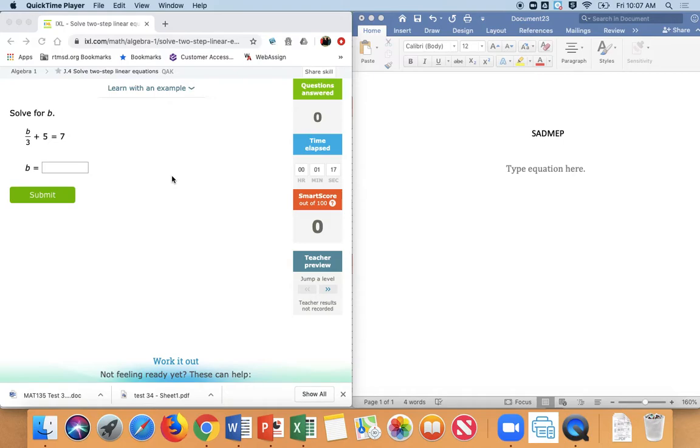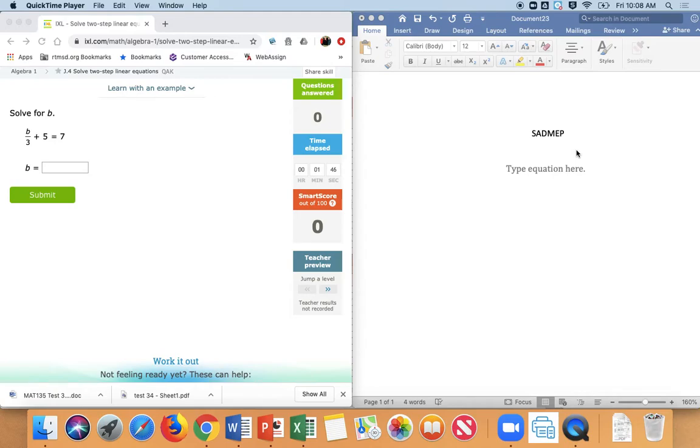All right, this is how to do the IXL Algebra 1 J4, solve two-step linear equations. Now, as these probes get more and more advanced, it's going to become increasingly more difficult for me to show you the probe and show you the problem and how to do it. So I'm going to do my best by showing you the probe over here and explaining and showing my work over here in a Word document for you.